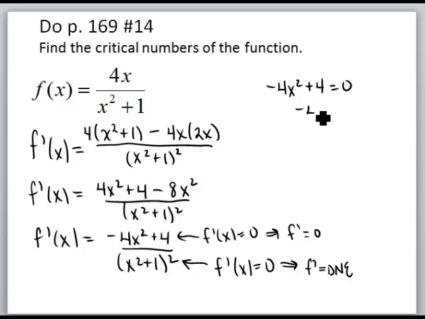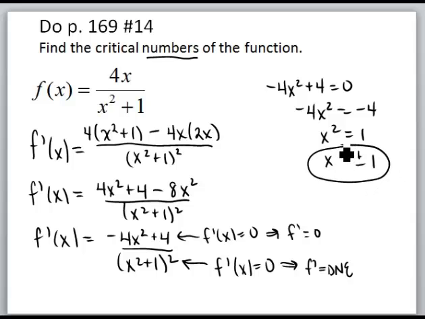This will give me negative 4x squared. I could factor this as well, but I'll just solve for x squared, and I'll end up getting x is equal to plus or minus 1. Now, it did just ask me for the numbers, so I am going to be finished with that. Remember, critical numbers are the x values at which that occurs.